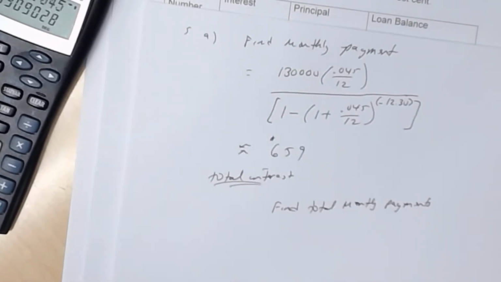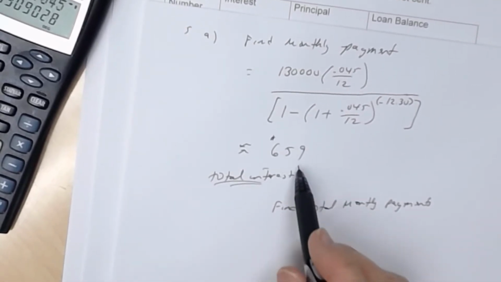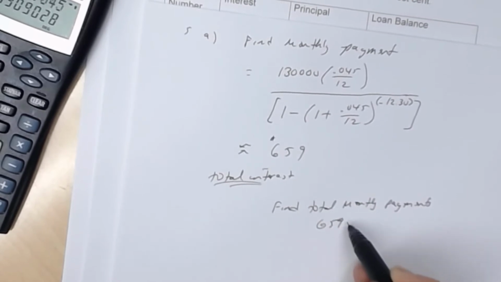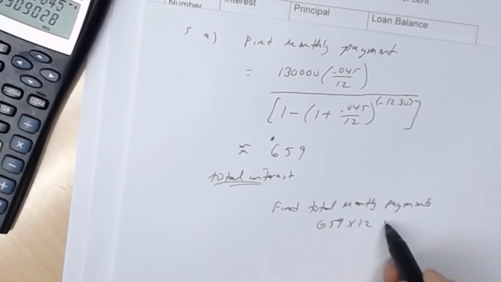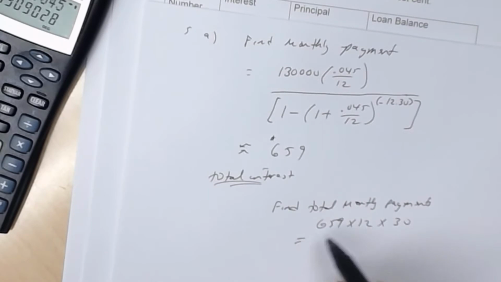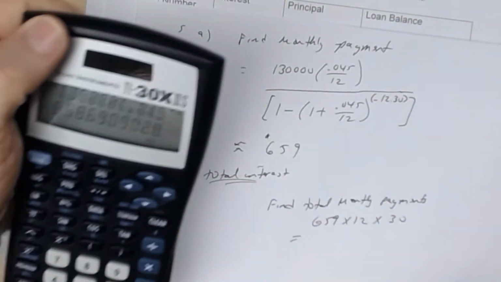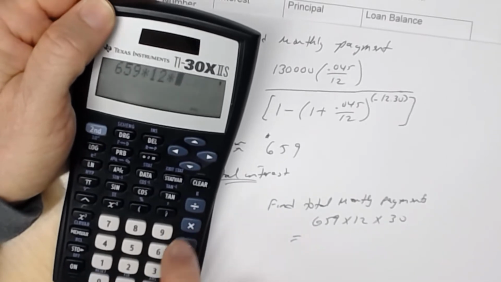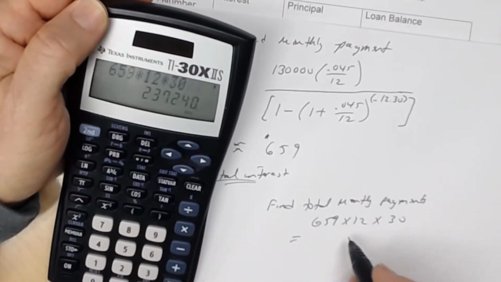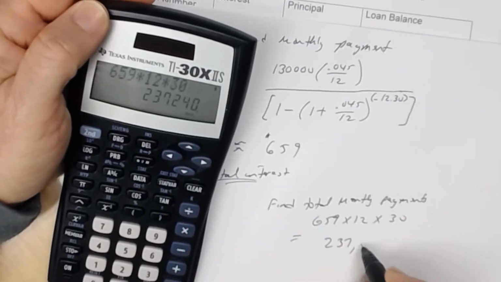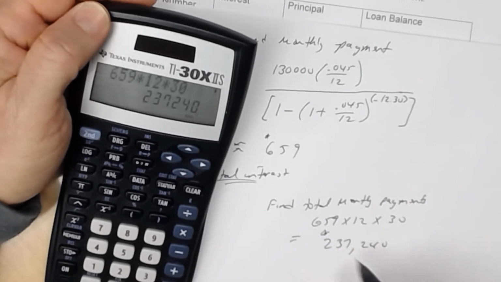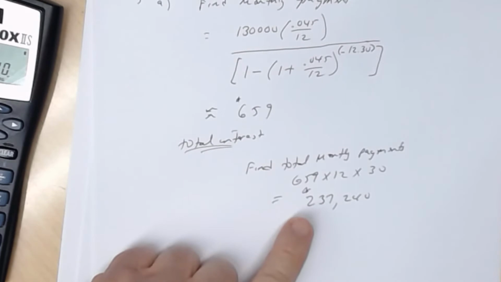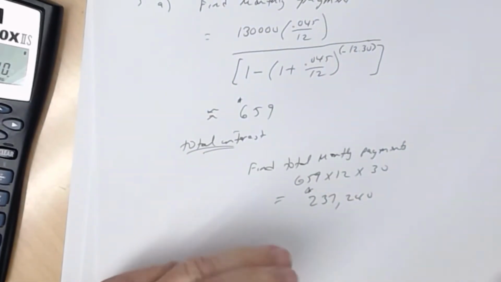Find total monthly payments, all right? What I mean by that is each month you're paying $659. That's per month. There are 12 months in a year, and this is for 30 years. So that's $659 times 12 times 30, so that's $237,240. All right. So that's your total. That's your total payment over a 30-year period.